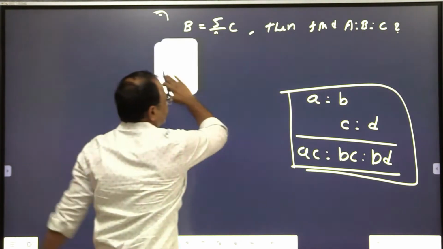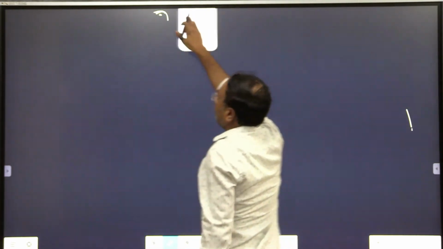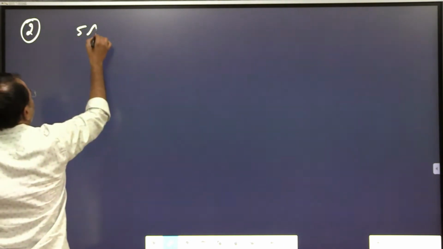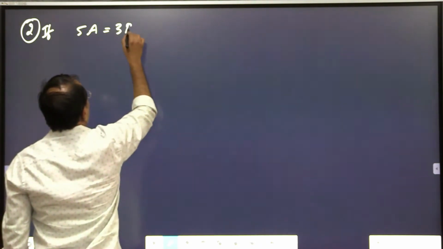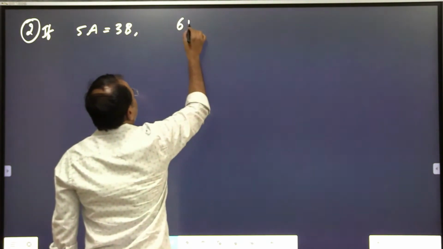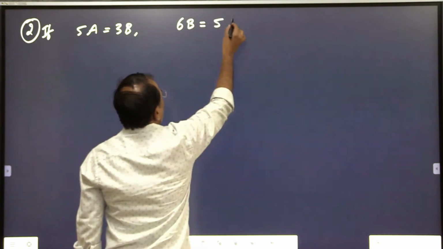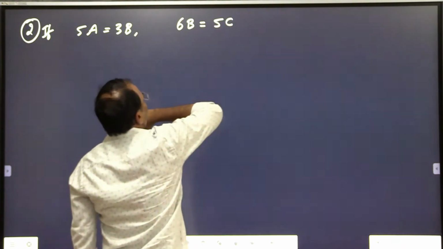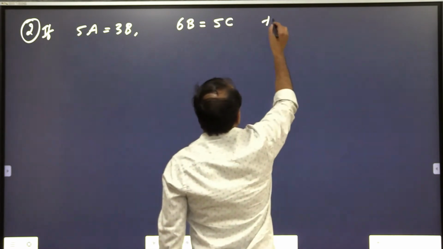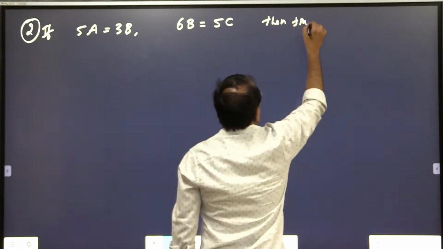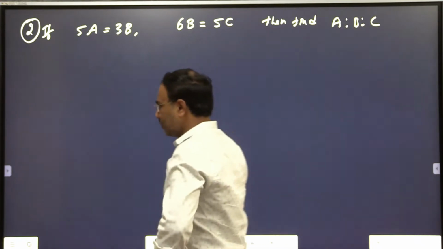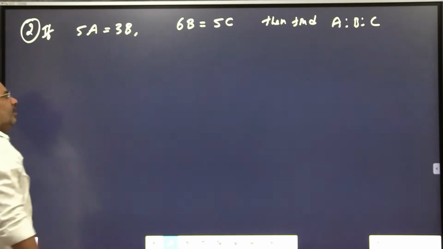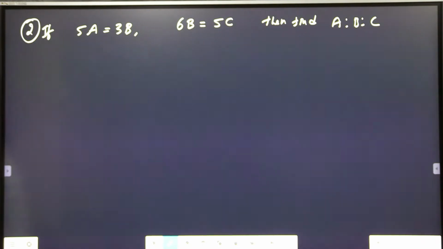Next question, next one. 5a is equal to 3b, 6b is equal to 5c. Then find a is to b is to c. 5a is equal to 3b, 6b is equal to 5c. Then find a is to b is to c.